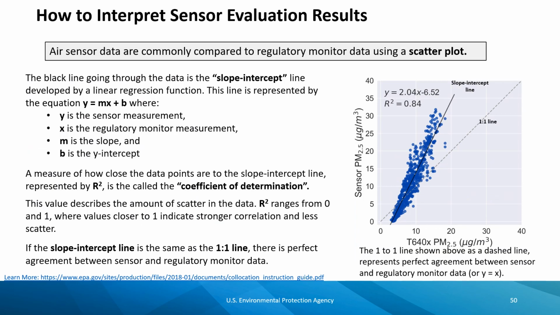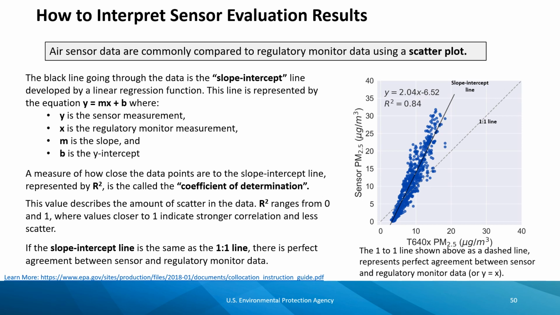Scatter plots are commonly used to compare air sensor and regulatory monitor data. We will use the figure on the right side of the slide to further explain how to read these plots. The black line going through the dataset is the slope-intercept line, which is created by a linear regression function. The slope-intercept line is represented by the equation y equals mx plus b, where y is the sensor measurement, x is the regulatory monitor measurement, m is the slope, and b is the y-intercept.